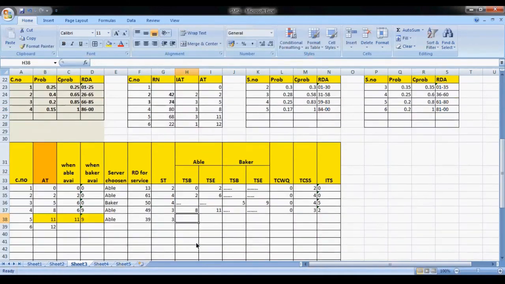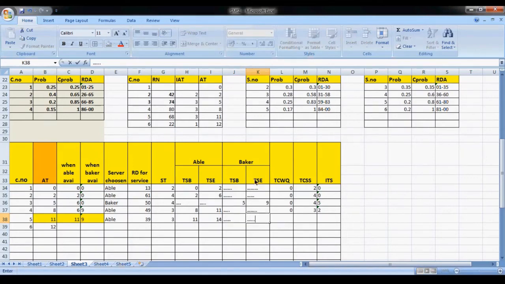We are working with Able, so Able is available at 11 and the customer is coming at 11. Out of these two, the maximum value becomes the time service begins. Both are the same, so it is 11. Time service ends at 11 plus 3, which gives 14. We are not working with the Baker, so write a dash.